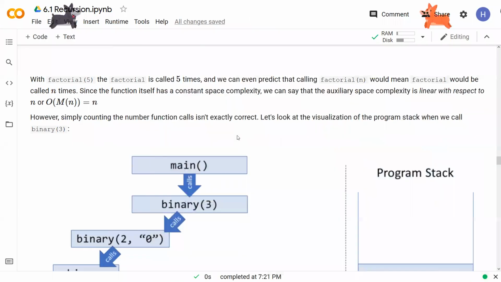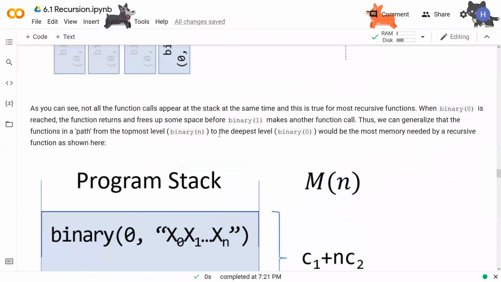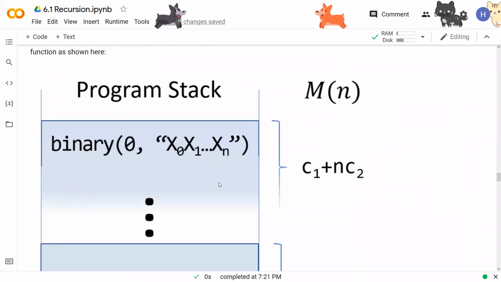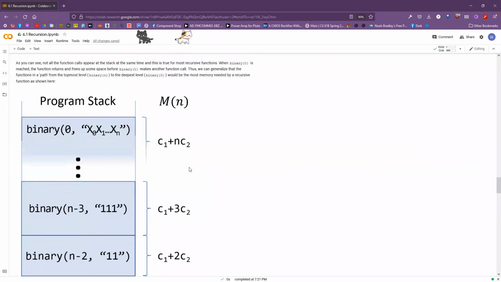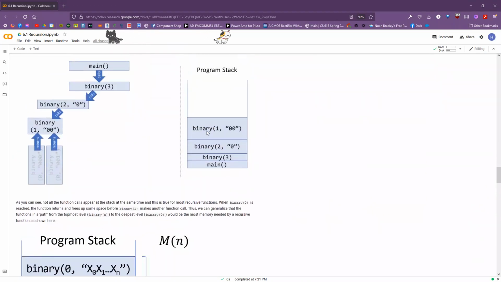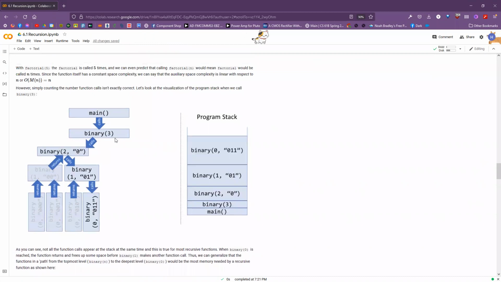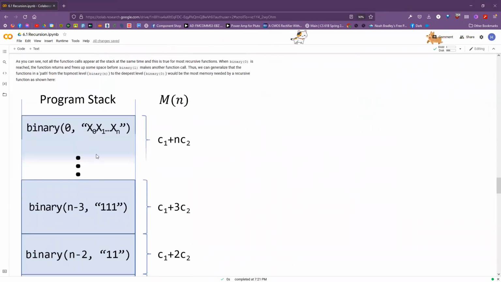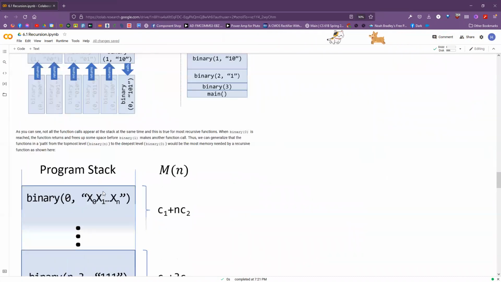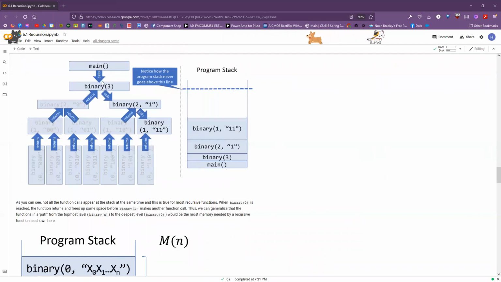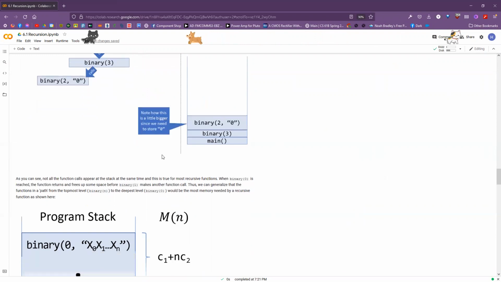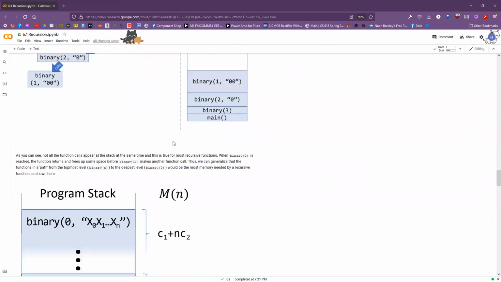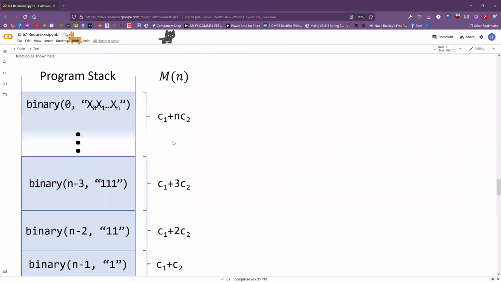So, ayun, looking at it here, we can basically tabulate yung memory consumption natin for a recursive function by tabulating lang yung sa isang path from the root to the deepest level or yung ating at depth level. So look at it here.